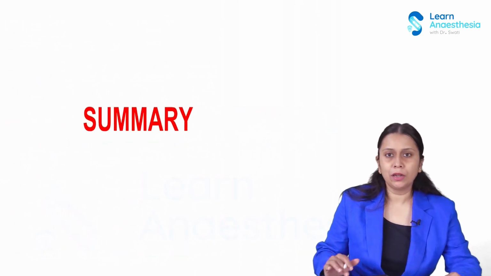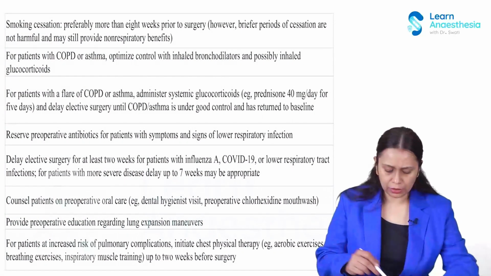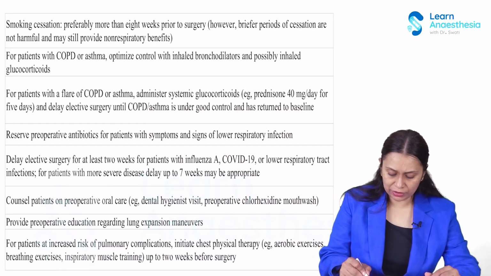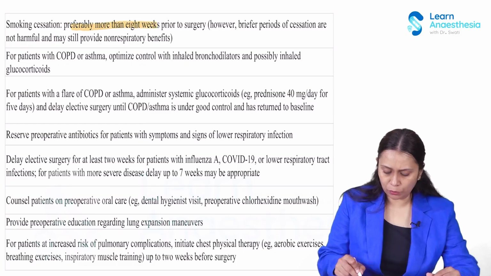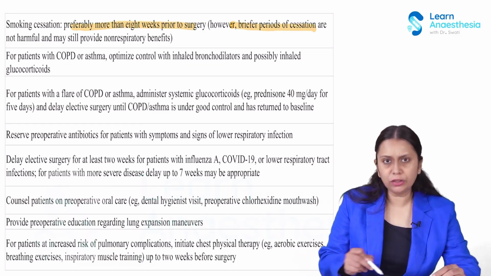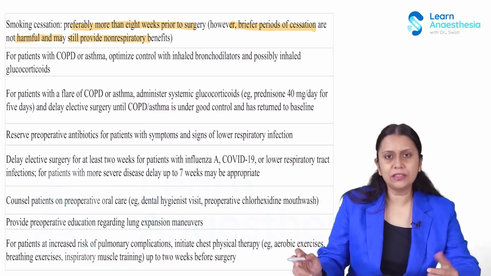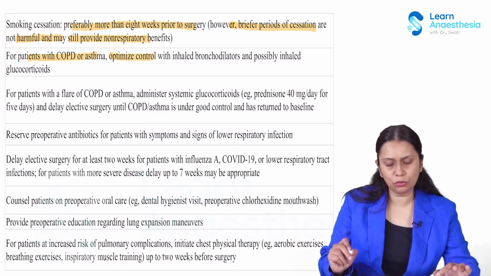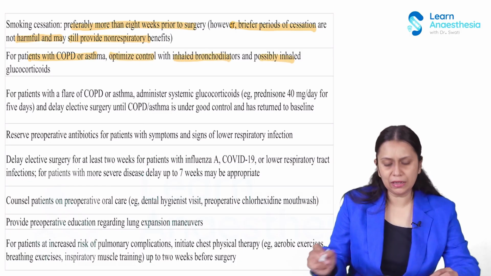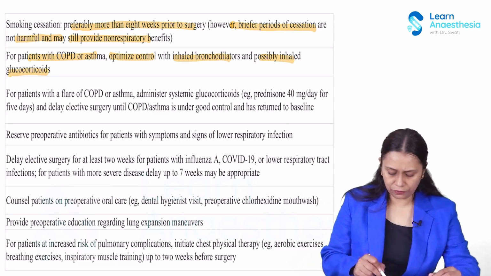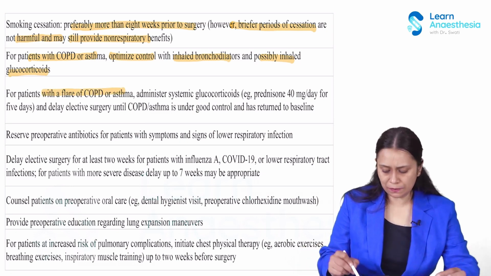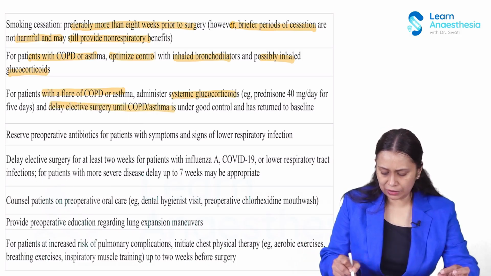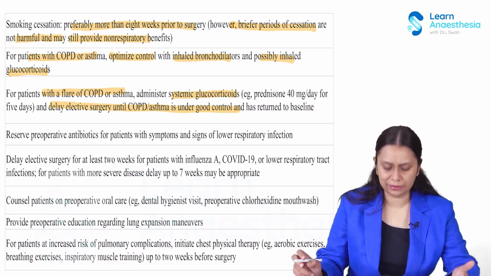Okay. So, a summary of all pre-op strategies. Smoking cessation is preferable anytime the patient is posted for surgery, preferably for more than 8 weeks, but anytime. Any briefer period of cessation is also not harmful and still provides non-respiratory benefits. Patients with COPD or asthma: optimize control with inhaled bronchodilators and possibly inhaled steroids. Patients with a flare of COPD or asthma: systemic glucocorticoids should be used for management, and delay the elective surgery until a good control and the patient has returned to baseline.